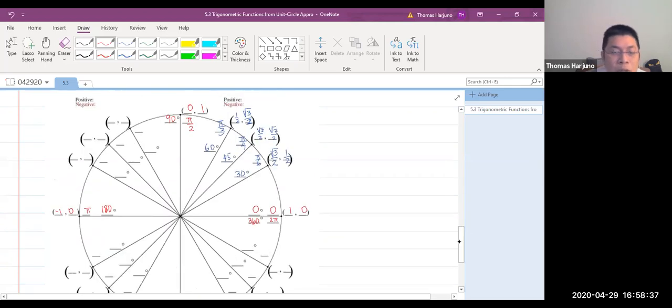Now here's the thing though. I will suddenly do a certain extension. I will first introduce you to a new terminology called reference angle.